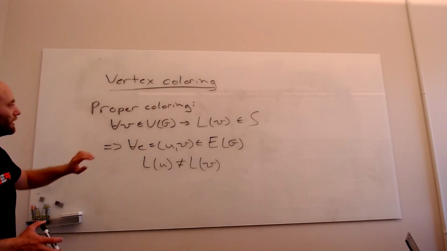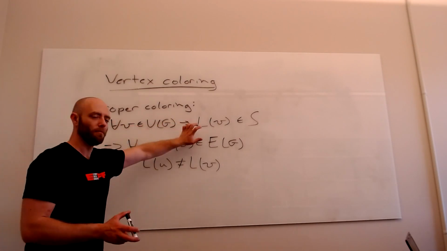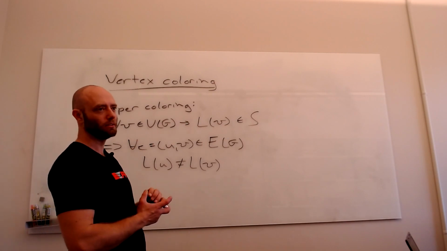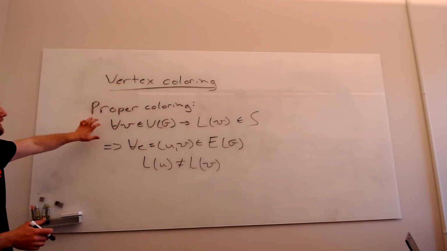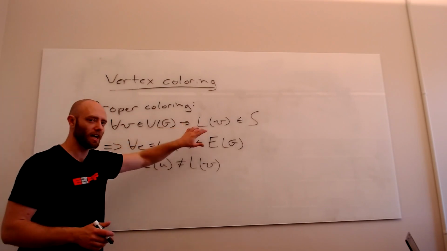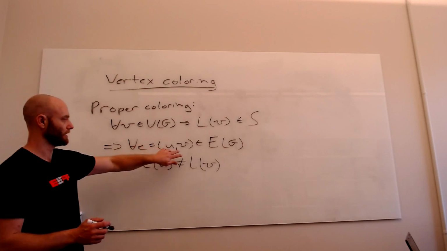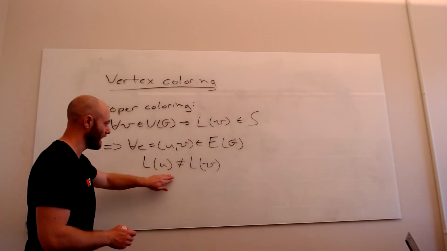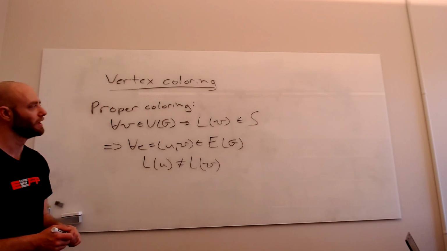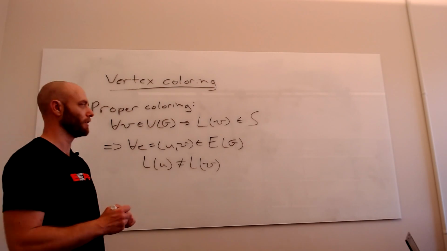So again, a proper coloring is, if we consider all vertices within our graph, each is assigned some specific color. A proper coloring is if we consider any two adjacent vertices within our graph, they have different colors. That gives us specifically a proper coloring of our graph.